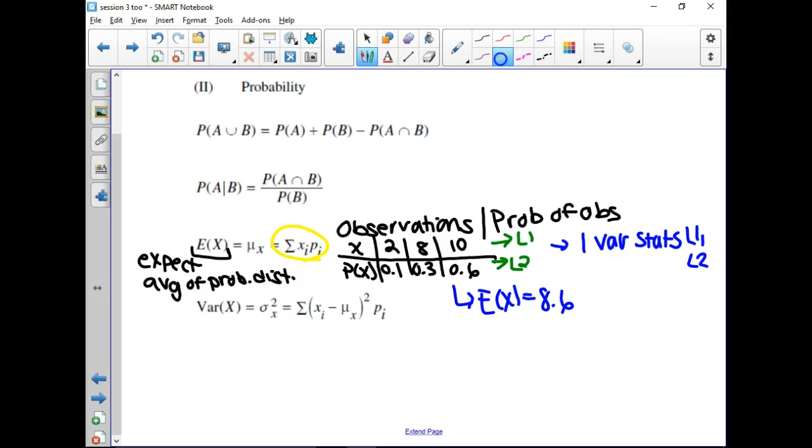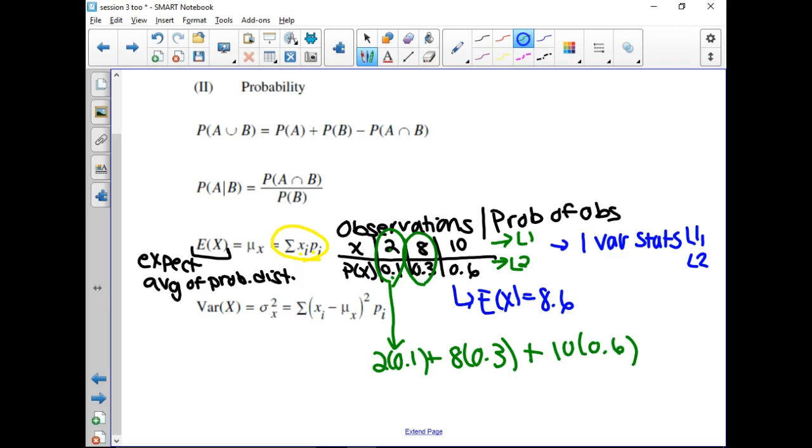And just a friendly reminder, this sigma, do you remember what that means? That means summation. Xi right here means the observation, your first observation, and P of i is the probability of your first observation. So I take my observation times the probability of my observation: 2 times 0.1, plus my next observation, 8 times 0.3, plus my next observation, 10 times 0.6.